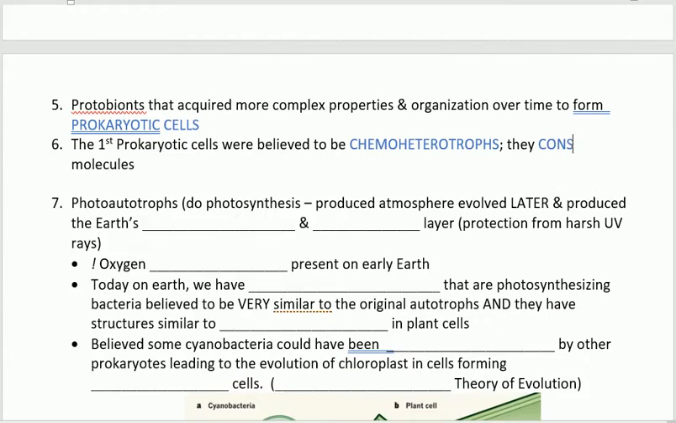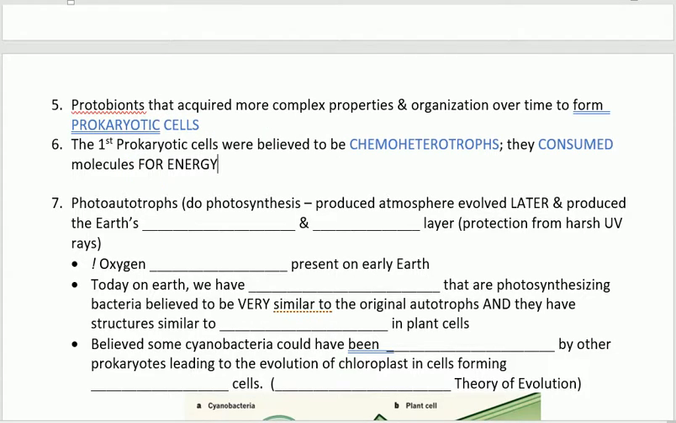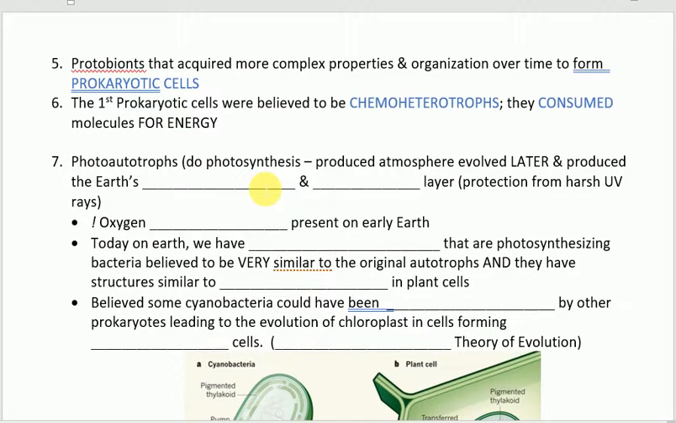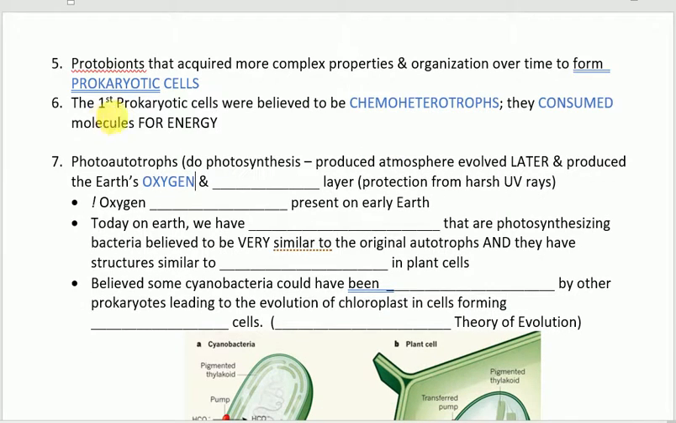And they basically consumed molecules for their energy use. And then we have photoautotrophs, which photosynthesize. They produced atmosphere. The produced atmosphere evolved later and actually produced the Earth's oxygen and ozone, which, you know, the ozone protects us from harsh UV rays.